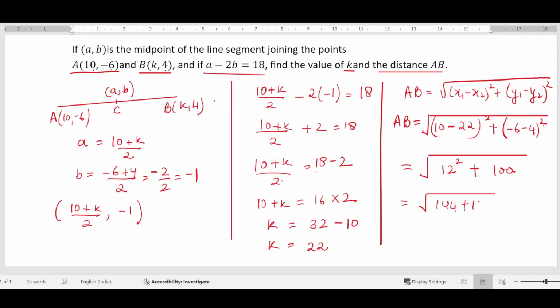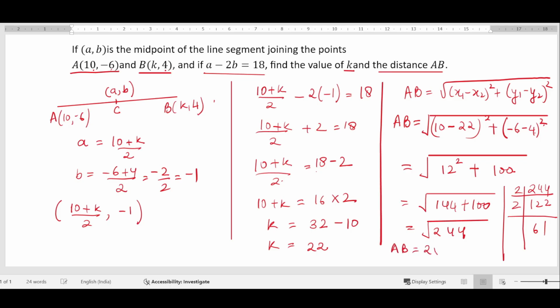So it is equal to the square root of 144 plus 100, equal to the square root of 244. What will be the prime factors of 244? 244 is 2 times 2 times 61. So the final answer here is AB is equal to 2 root 61 units.